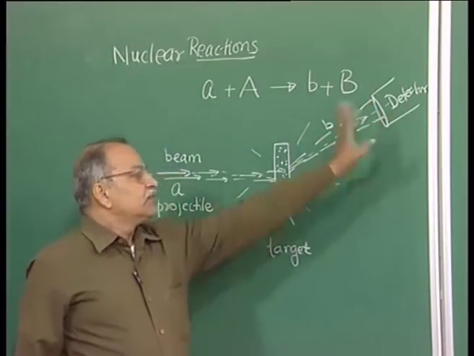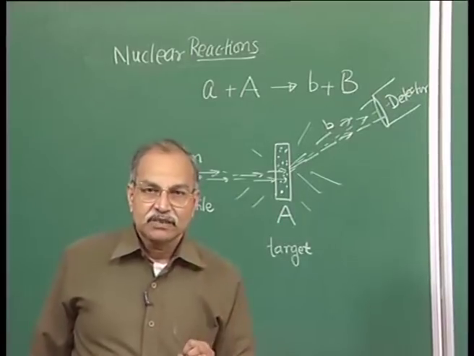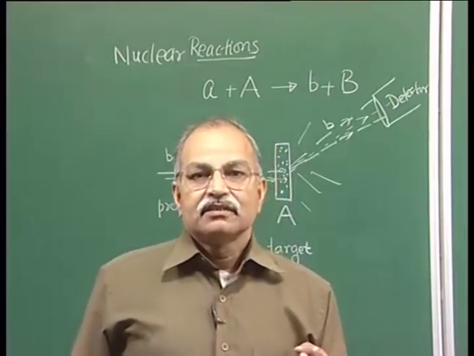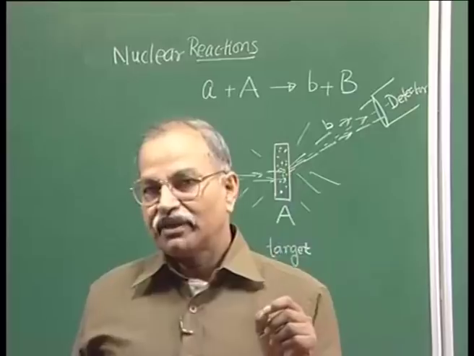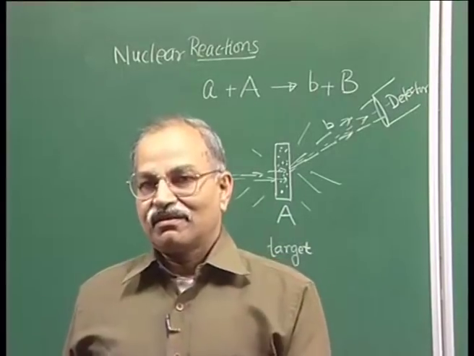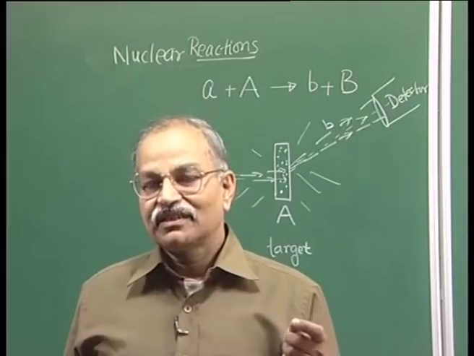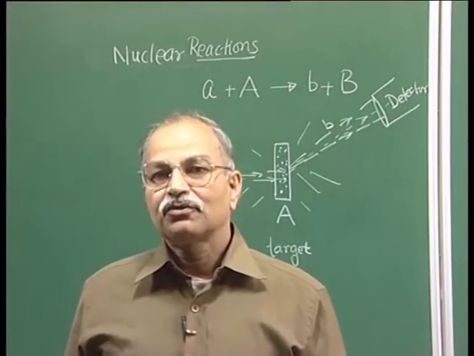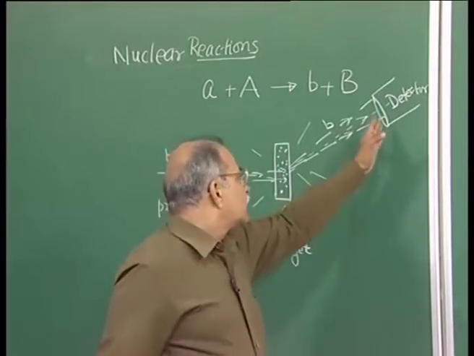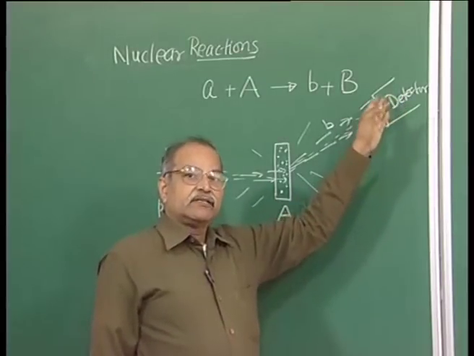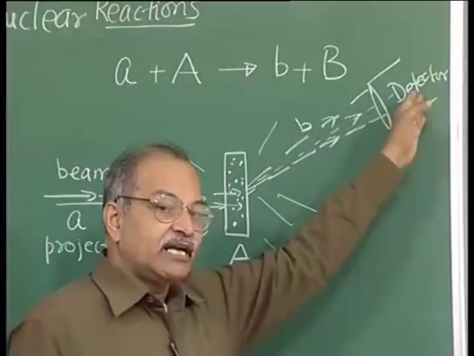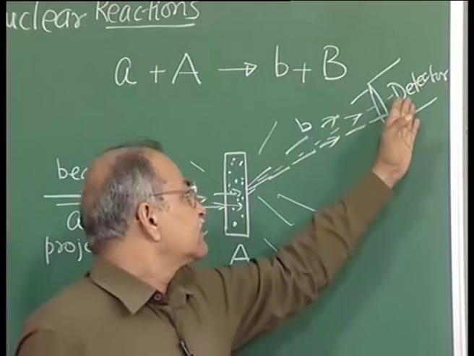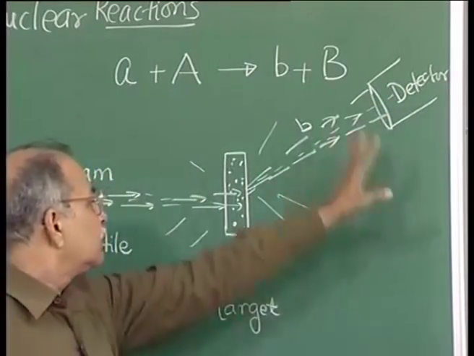Now, the detector will count the particles that are coming in any given time interval. So, how many particles have come, that is one parameter, and what is the kinetic energy of that particle, whether it is coming with 100 kilo electron volts or 1 mega electron volt or 1.2 mega electron volt or 4 mega electron volt. So, it can count, that is one, and then it can also detect the energy. So, you get the number of particles as a function of energy from this detector. This is the typical arrangement.